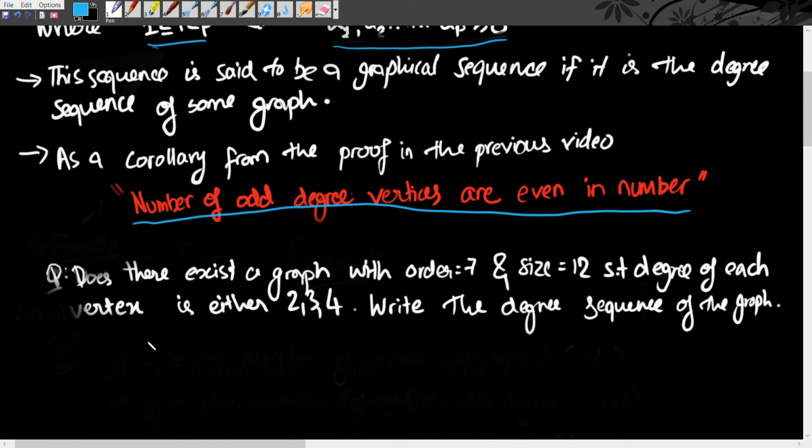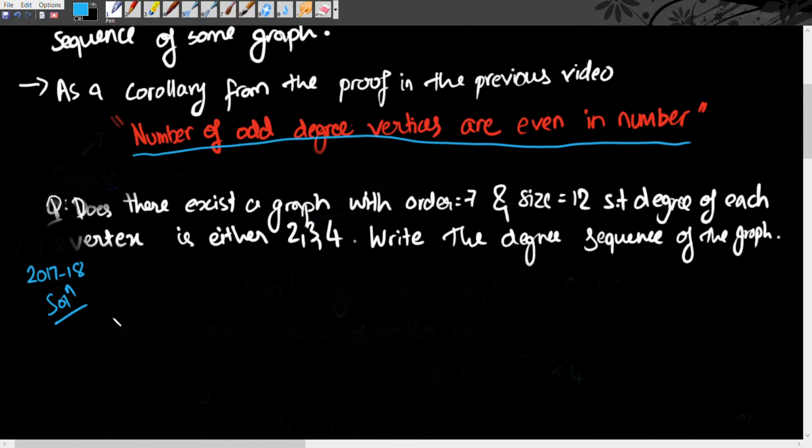Okay, let's try solving one question. This was asked in the 2017-18 midterm paper in our college. So let's try solving this. Okay, so it says: does there exist a graph with order equal to 7 and size equal to 12 such that the degree of each vertex is either 2, 3 or 4, and you're supposed to write down the degree sequence of the graph as well.